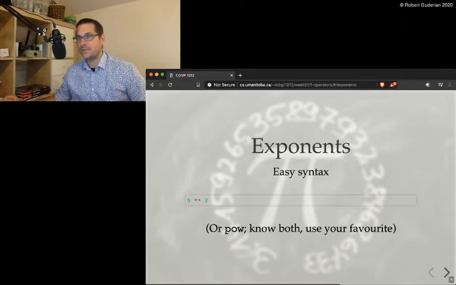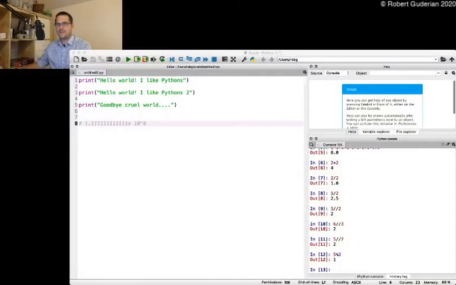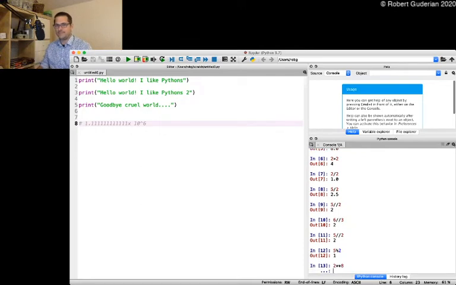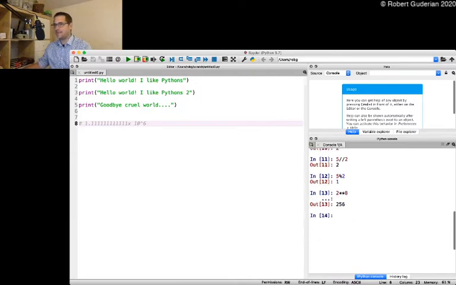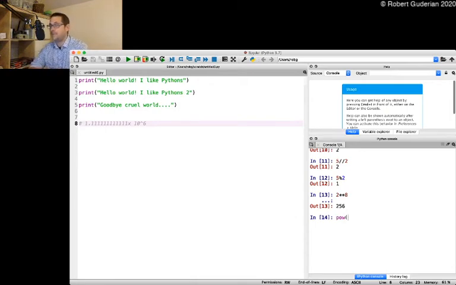Exponents, there is a special operator. It's 2 stars. So 2 to the 8 will happily give me 256. Very exciting. Powers of 2, of course. There is another option, one of the built-in functions, which you don't have to know yet. We can say pow(2, 8) and get the same result.